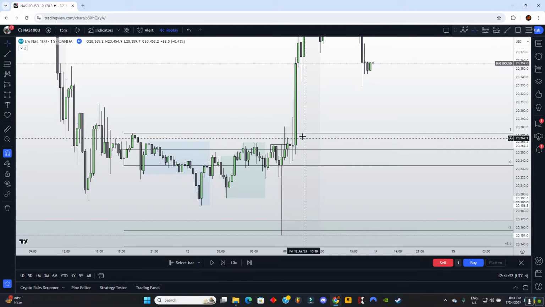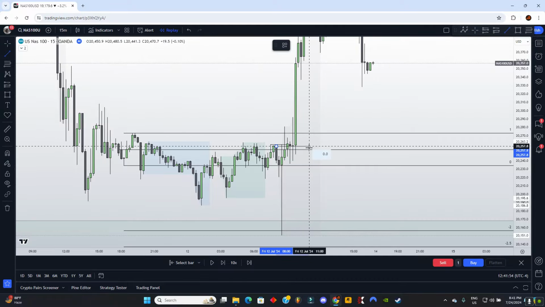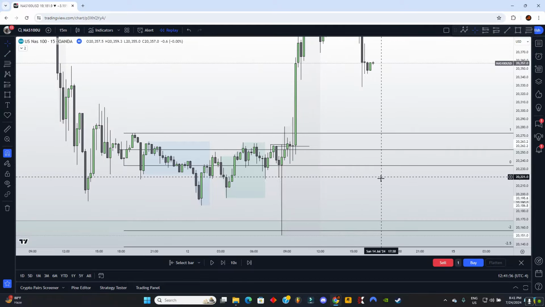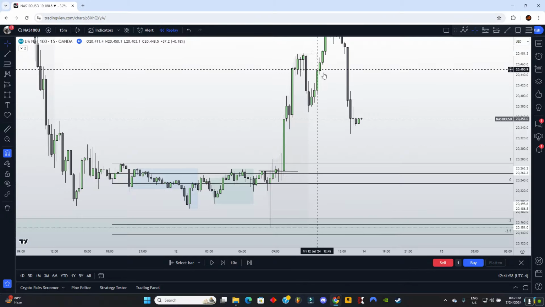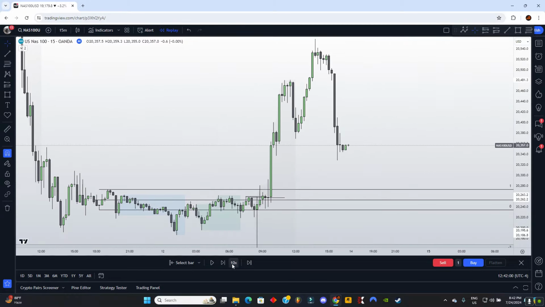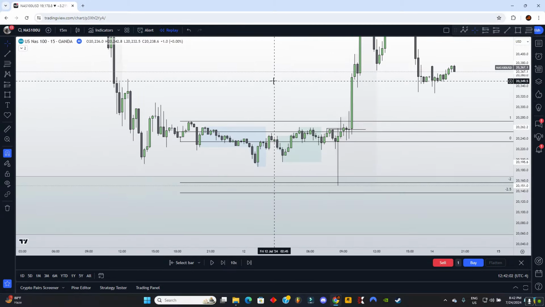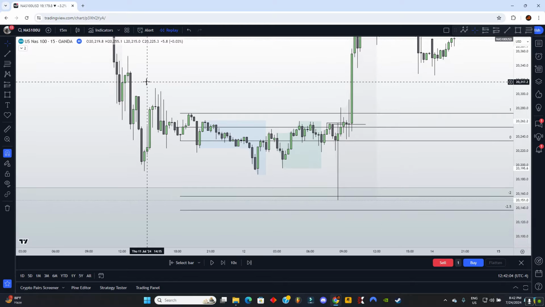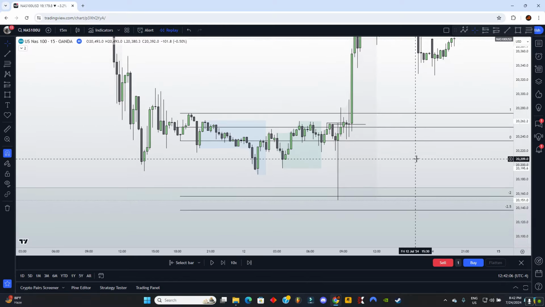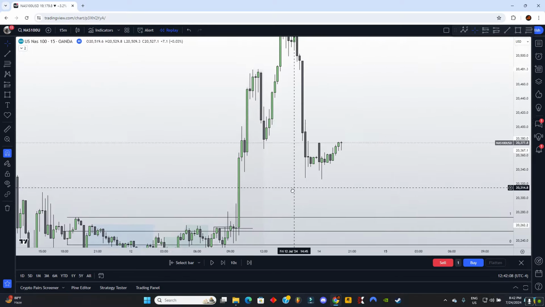And then when we get the market structure shift, we have this order block, right? And price tapped into it, and look at this beautiful delivery to the upside. And we kept going up for the rest of the day. So this is the beauty of this strategy, this daily bias method. You can basically take entries on the lower time frame as well.